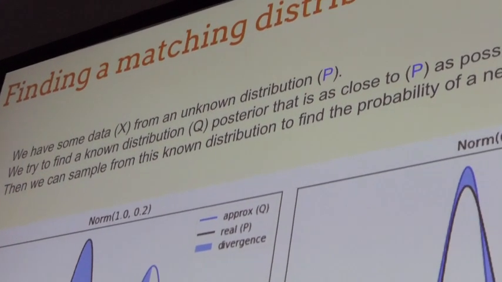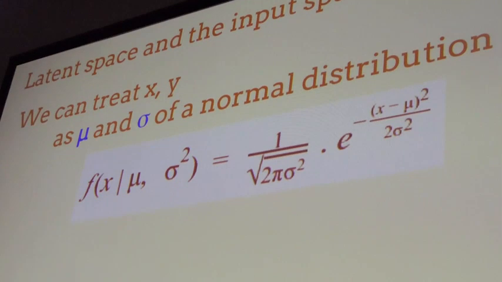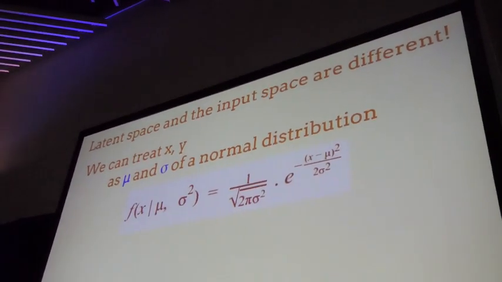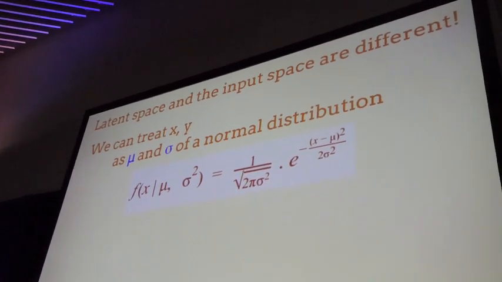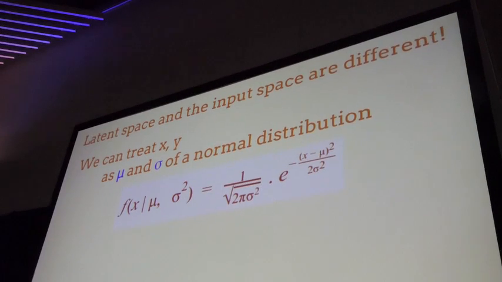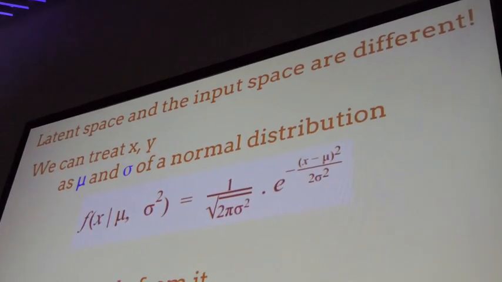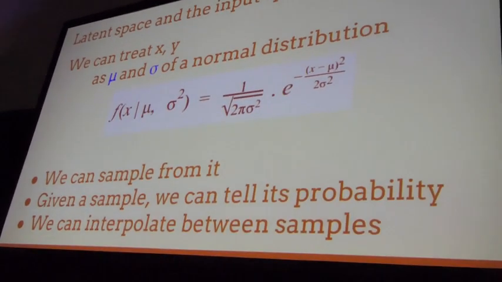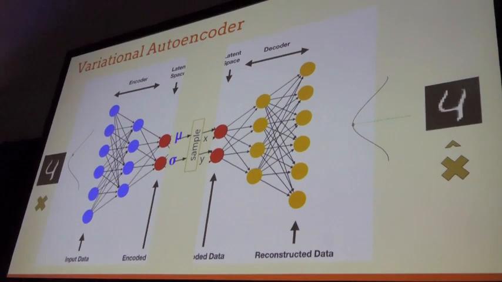And once we do that, then we can use that equation of the normal distribution to sample from it directly. So what we can do is we can treat this x and y as mu and sigma of a normal distribution. So again, mu was the mean and sigma was the standard deviation. And we can just assume that it is that, what is coming out of this network. And then we can sample from it, right? And given a sample, we can tell its probability because we know the formula, and then we can interpolate between samples and do all kinds of things.